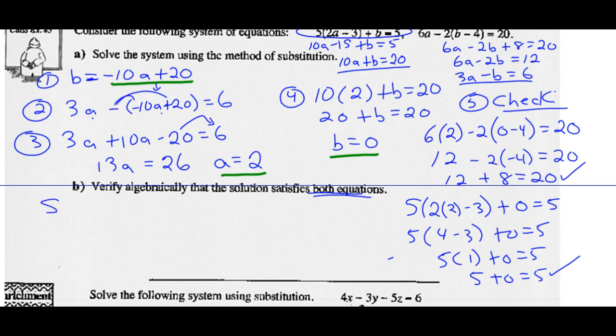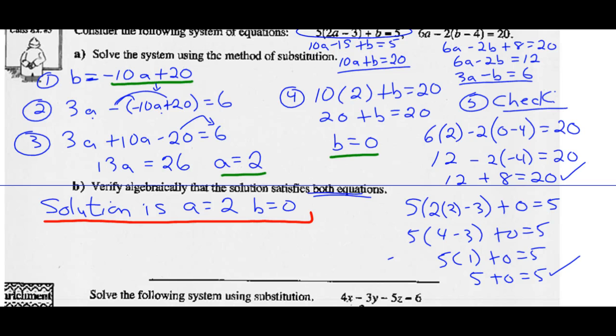At that point then, I should be able to write the solution. The solution is a equals 2, b equals 0. So you can't write that solution until you've finished verifying. All right?